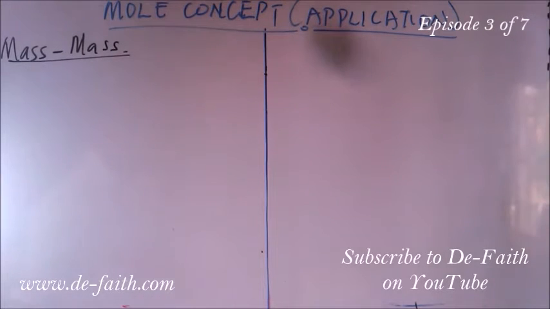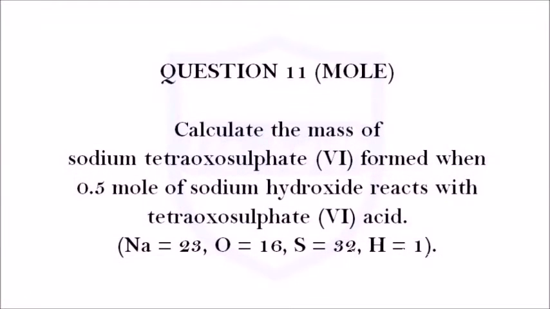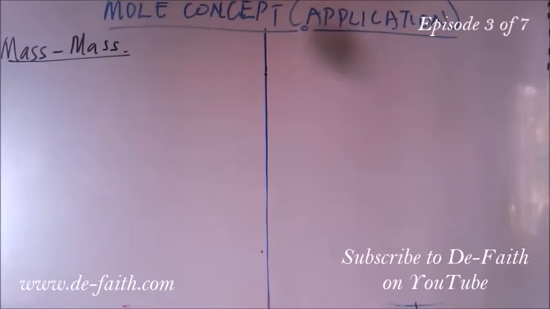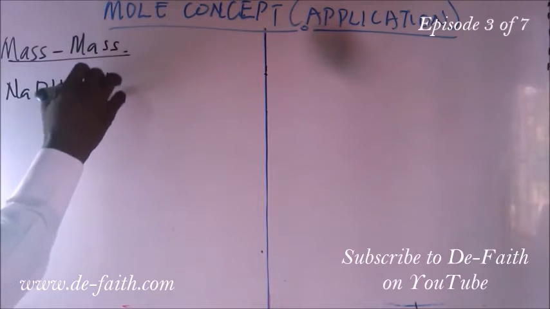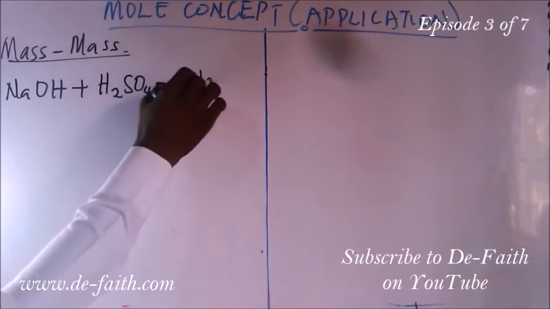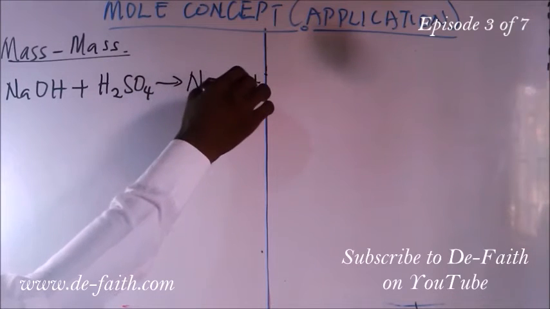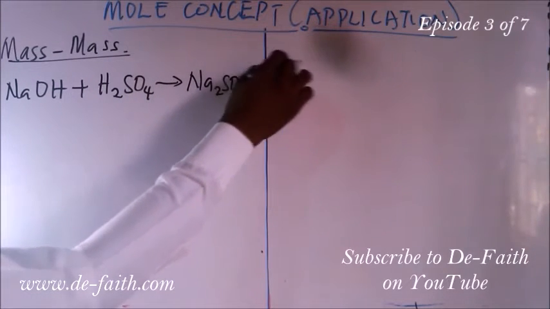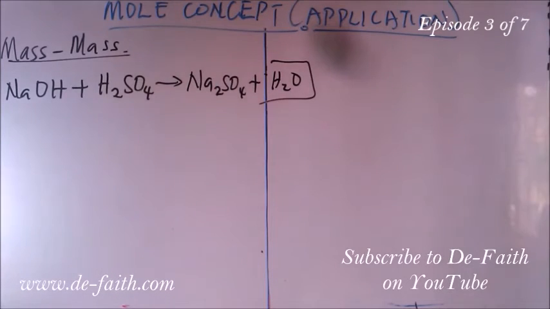Alright, so we have the next question here, which says that we should calculate the mass of sodium tetraoxosulfate 6 formed when 0.5 mole of sodium hydroxide reacts with tetraoxosulfate 6 acid. Alright, so having our equation, we have sodium hydroxide reacting with H2SO4, and this produces Na2SO4 plus H2O. So these are the products and these are the reactants.